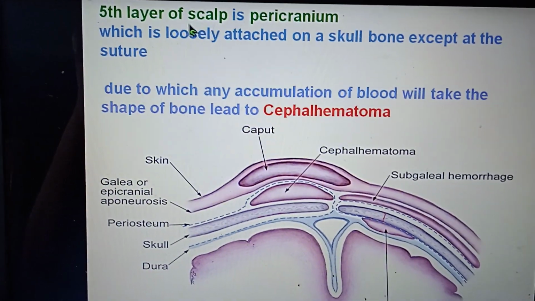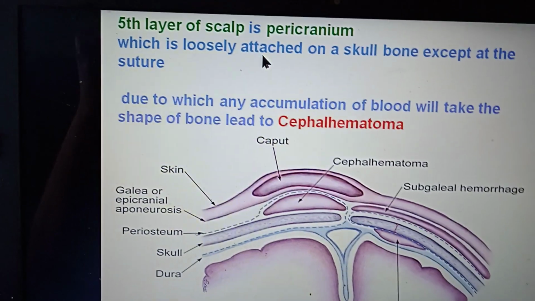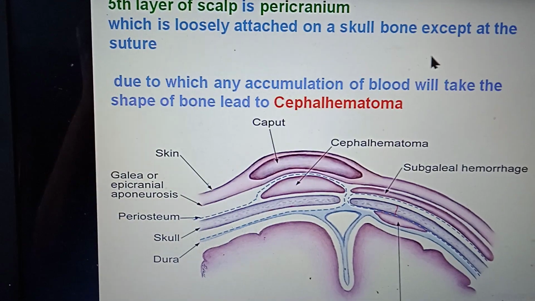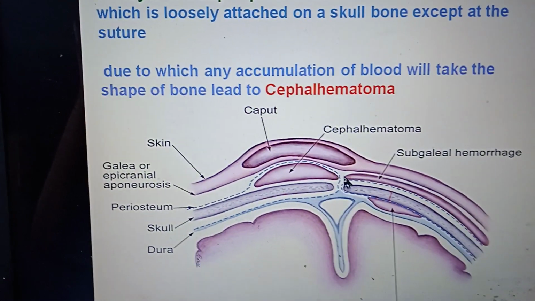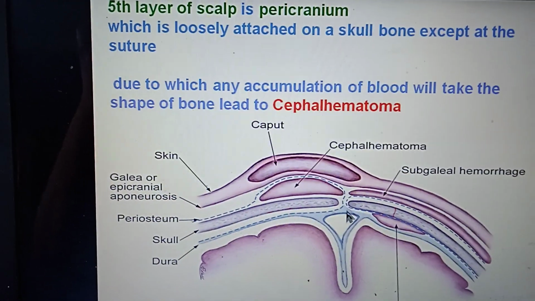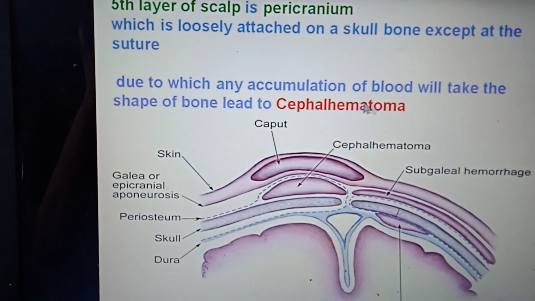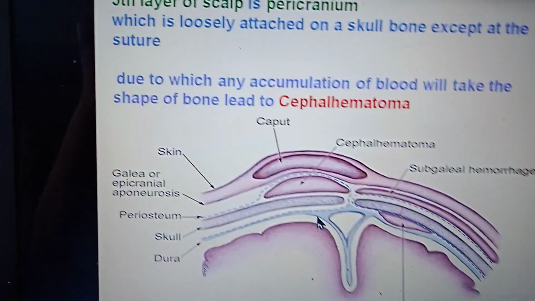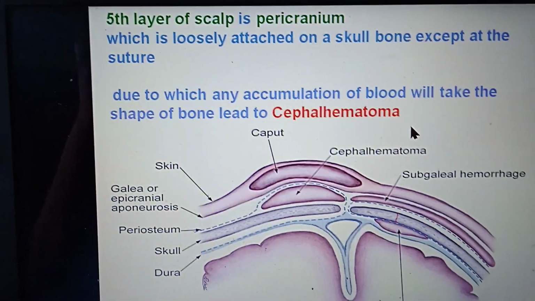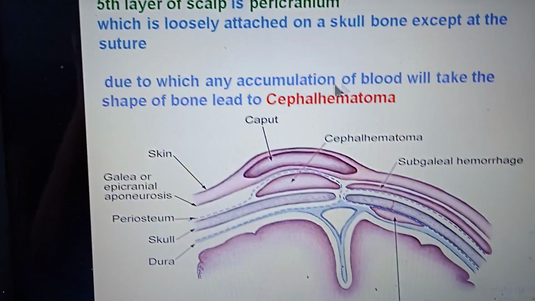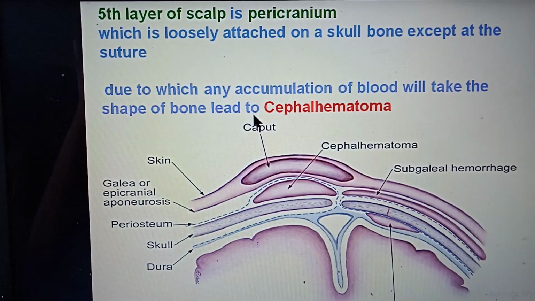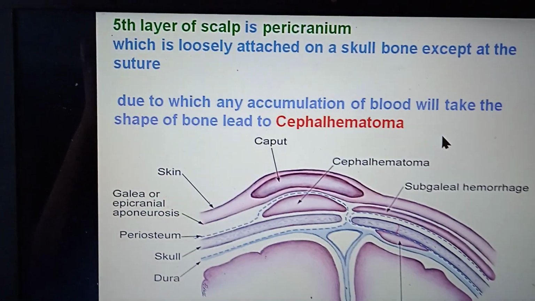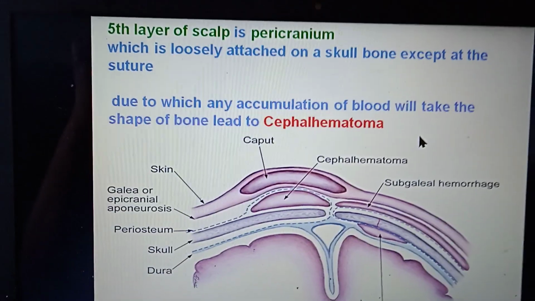We all know the scalp: P for pericranium, which is loosely attached to the skull bone. Loosely attached, except at the suture. Along the suture line it is firmly attached, due to which any accumulation of blood beneath it will take the shape of a bone, leading to cephalhematoma. That type of hematoma which takes the shape of a bone and does not cross the suture line is known as cephalhematoma. Very important.